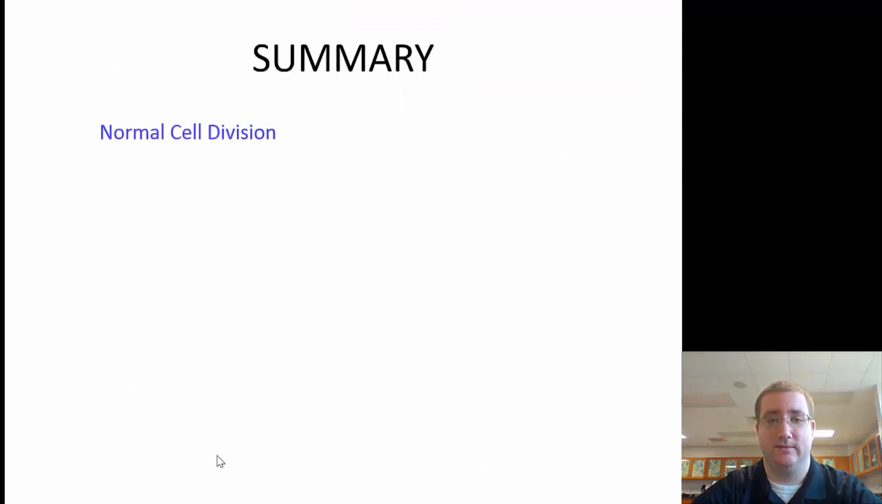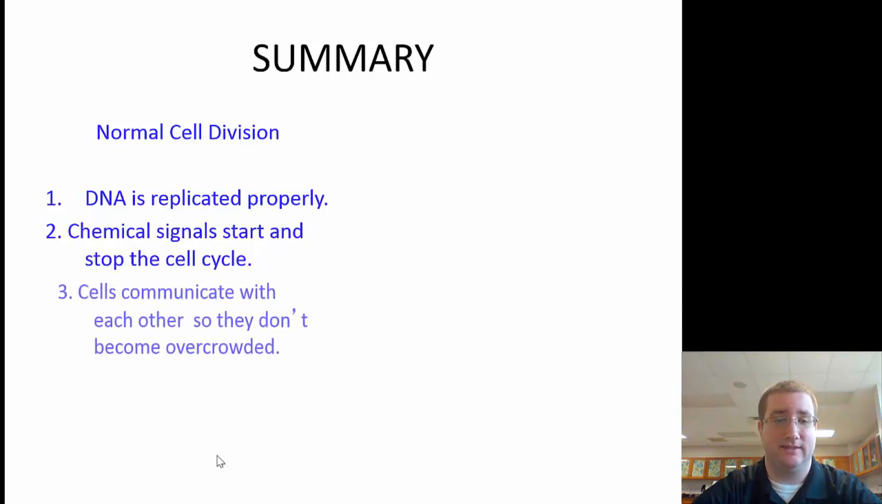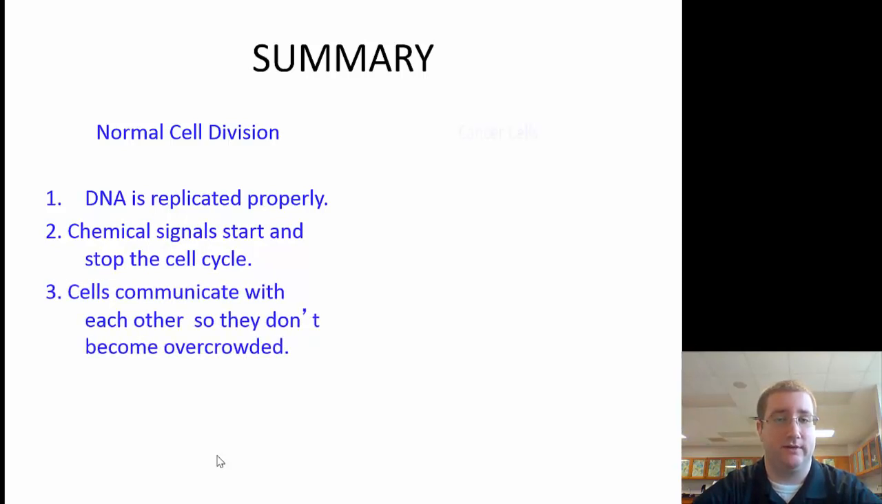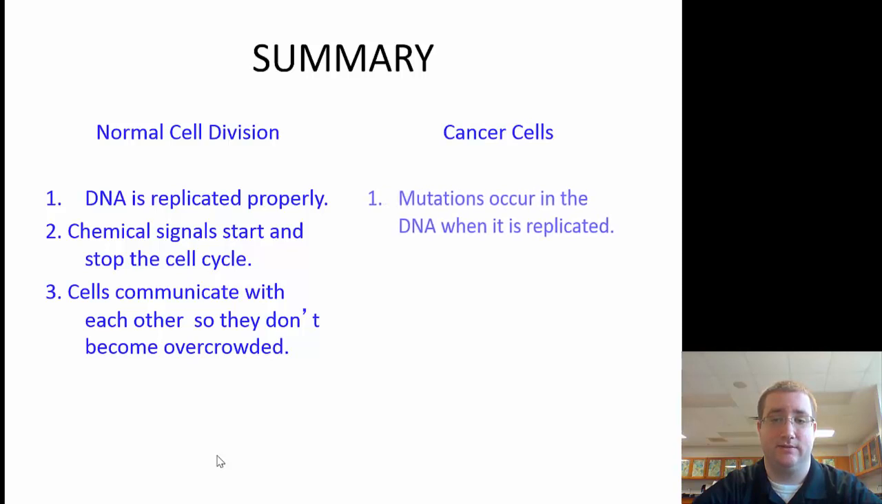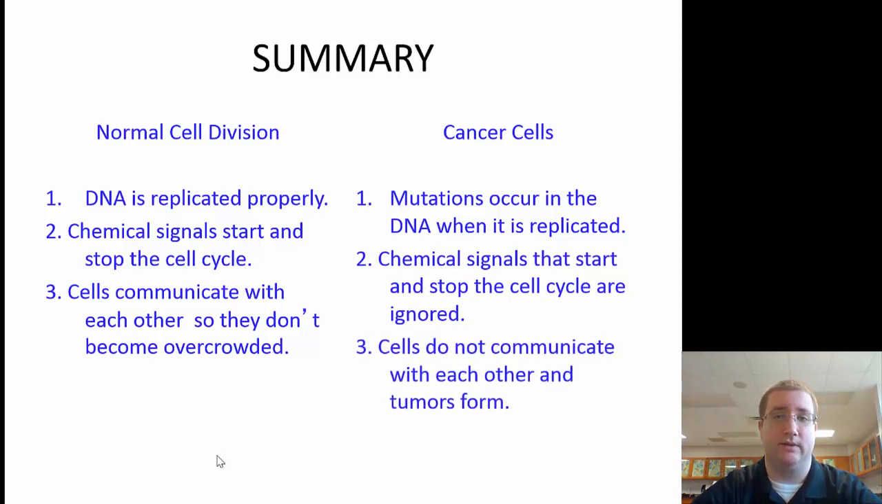So a quick basic summary: in normal cell division, DNA is replicated properly, chemical signals start and stop the cycle, so it's regulated, and the cells can communicate with each other so they don't become overcrowded. Comparing that to cancer cells, you have mutations that occurred when the DNA was getting replicated. Those signals that start and stop the cycle are ignored, and the cells no longer can communicate with each other, so there's nothing to regulate that cell division anymore, and the cell just divides and becomes a full tumor in the body.